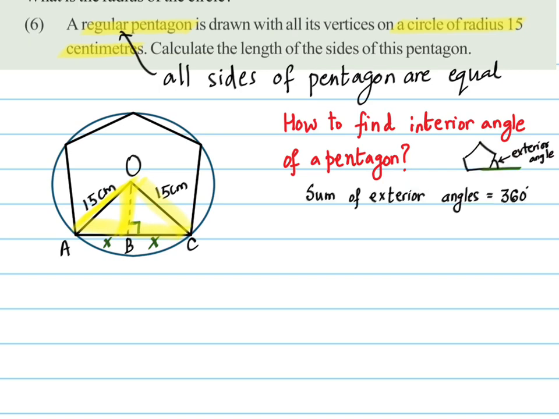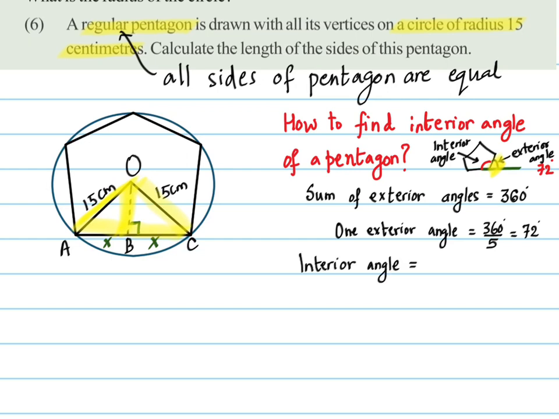Here we can see the pentagon, and we have labeled the exterior angle because the exterior angle is easier to find, and we know that the sum of all the exterior angles of a polygon is 360 degrees. So one exterior angle, because it is a pentagon with 5 sides, is 360 divided by 5, which is 72 degrees. Now if the exterior angle is 72, we can find the interior angle because together they will be 180. It's a straight line. So the interior angle will be 180 minus 72, that is 108 degrees.